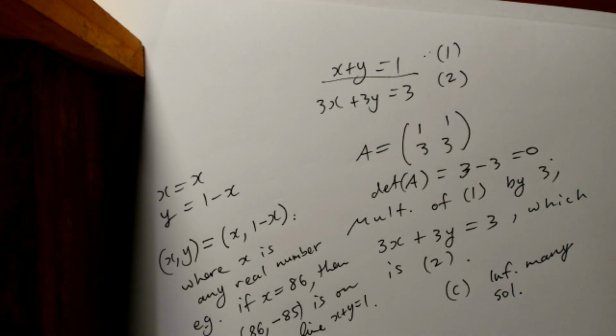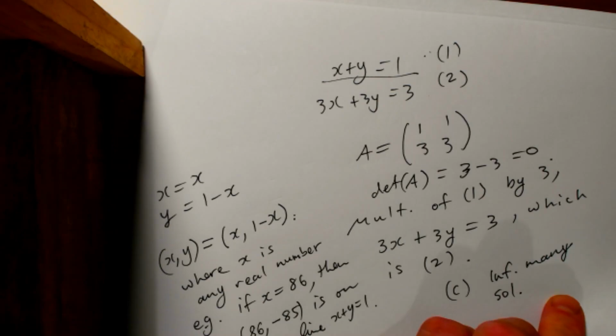Now if you were to use Cramer's rule on this system, you get a zero determinant for A, and so that would give you a zero denominator, which gives you not a number, so you have to do further investigation at that point.